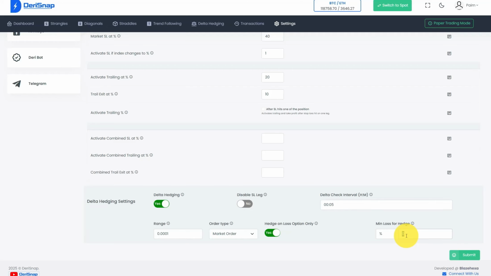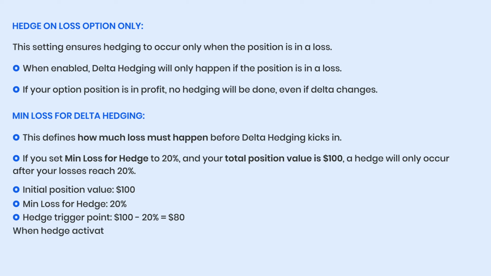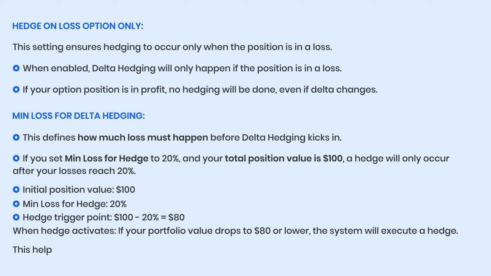If you set minimum loss for hedge to 20%, and your total position value is 100, a hedge will only occur after your losses reach 20%. If your initial value is 100, and minimum loss for hedge is 20%, then the delta hedge trigger point will be at 80. If your portfolio value drops to 80 or lower, the system will execute a hedge. This helps avoid frequent or unnecessary hedging during small fluctuations.